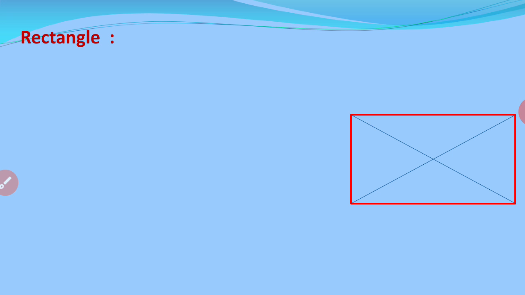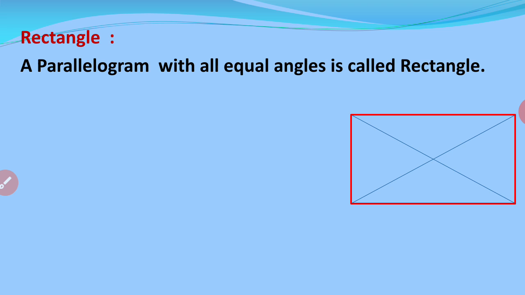This is a rectangle. A parallelogram with opposite equal sides and all equal angles is a rectangle. Here, the most important part is that all the angles are equal. Now, let us proceed with the properties.